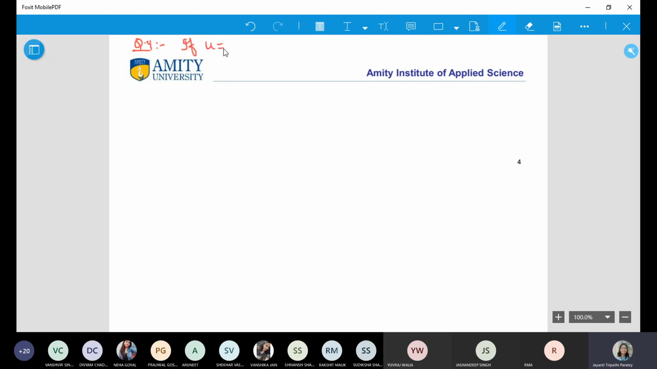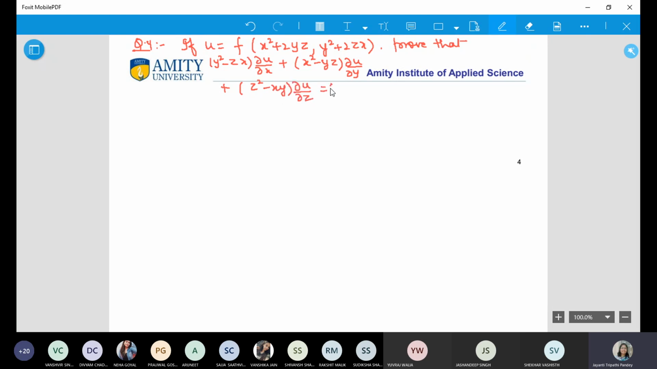If u is equal to f of x square plus 2yz, y square plus 2zx, prove that y square minus zx del u by del x, x square minus yz del u by del y plus z square minus xy del u by del z equals zero. Please note down the question. Noted?